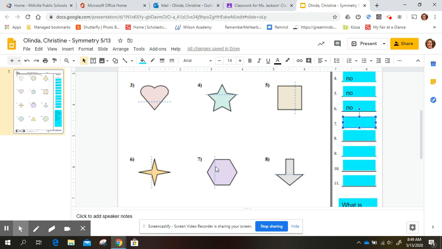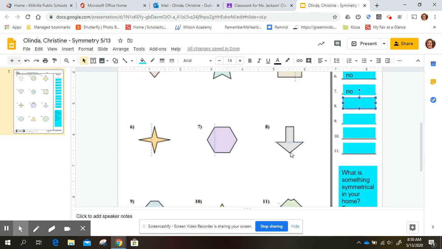Number seven, with the hexagon, if I cut it here in the middle or across like this in the middle, it would have been the same, but just this small piece makes it a no. Number eight, an arrow. Again, this could have been symmetrical, but because I just cut the arrow tip off, that would be no.